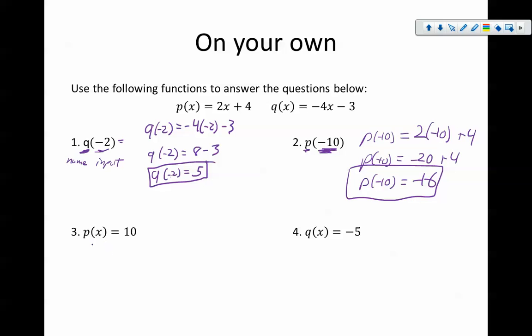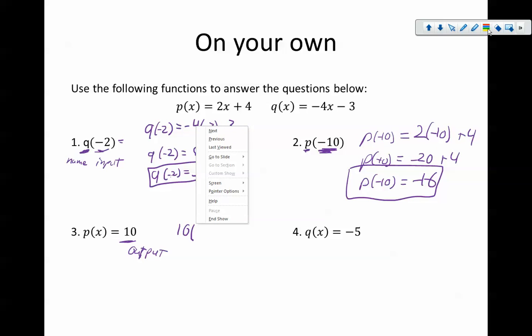Number 3, P of x equals 10. Notice the difference, right? In problem 2, the input was negative 10. In problem 3, I'm not given the input. I'm given the output. So I'm going to take my p function and I'm going to replace p of x.